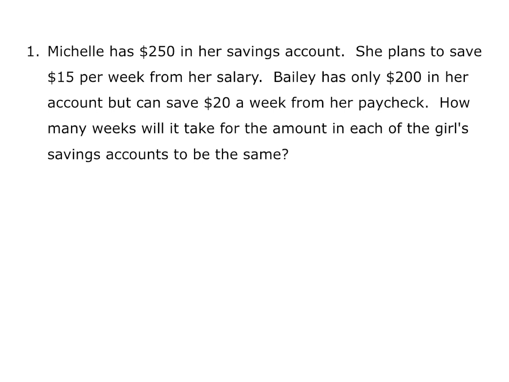For question 1, it says Michelle has $250 in her savings account. She plans to save $15 per week from her salary. Bailey has only $200 in her account but can save $20 a week from her paycheck. How many weeks will it take for the amount in each girl's savings accounts to be the same? That gives us our equal sign, and we're comparing Michelle to Bailey. Once we have our word comparison written, we're good to go back and find the different pieces.